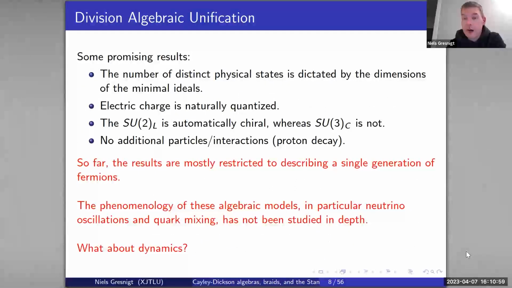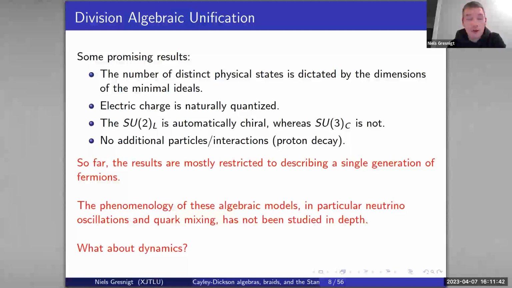And this approach so far seems to be fairly promising. The number of distinct particles that you can get is dictated to you by the dimensions of the minimal ideals. And similarly, the gauge symmetries are dictated to you by those unitary symmetries that preserve the ideals. The electric charge and also hypercharge come out quantized automatically. And SU(2) is automatically chiral, whereas SU(3) is not chiral. And it doesn't seem to predict any additional particles or interactions that we don't observe. So we don't have any issues with, say, proton decay.